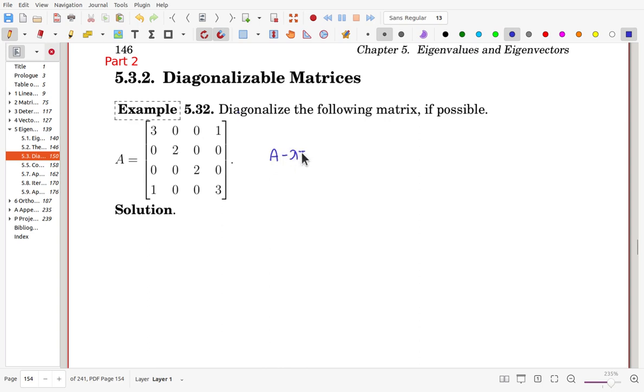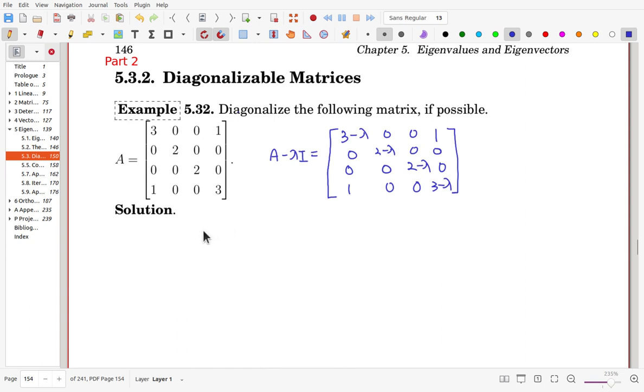So start with forming A minus lambda I: 3 minus lambda, 0, 0, 1, and 0, 2 minus lambda, 0, 0, and 0 again 2 minus lambda, 0, and 1, 0, 0, 3 minus lambda. From this matrix we have to find the determinant.